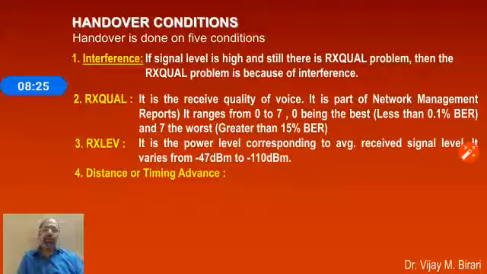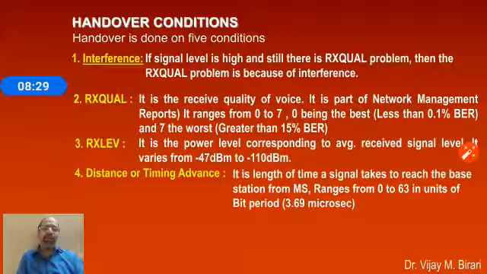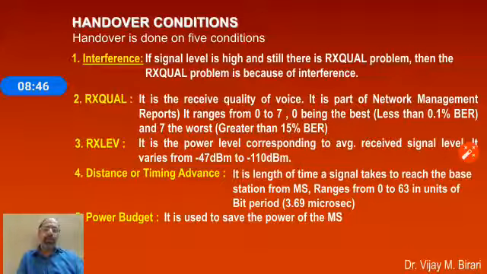Distance, or the timing distance, is the actual distance between the MS and the BTS. It is the length of time a signal takes to reach the base station from the MS. It ranges from 0 to 63 in units of bit period, and 1 bit period is 3.69 microseconds. Power budget is used to save the power of the MS.